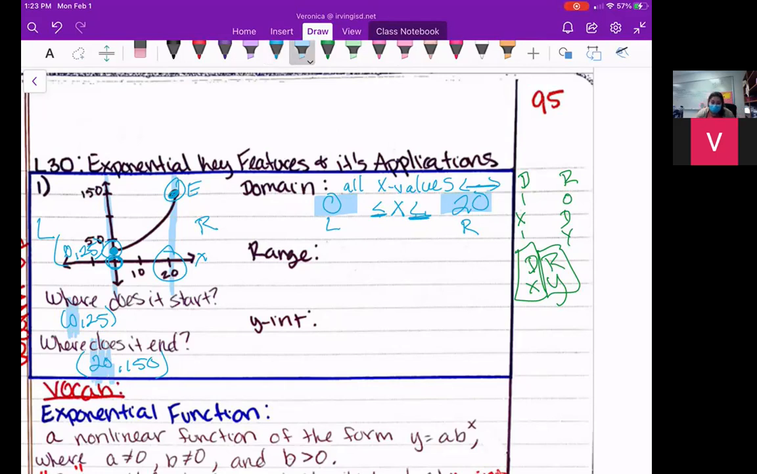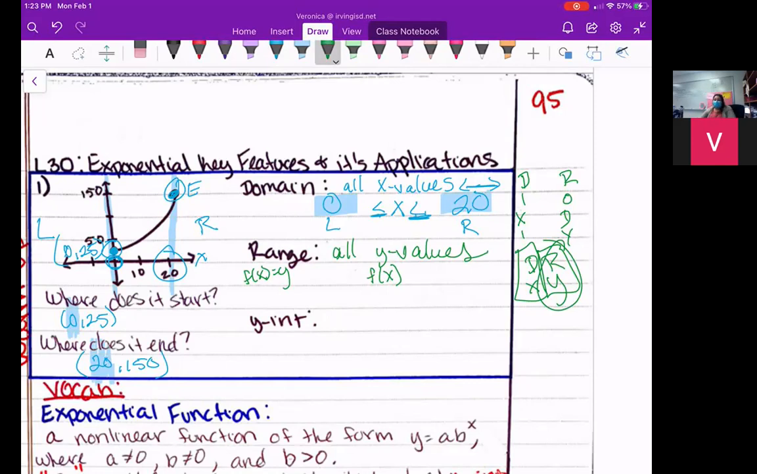Now, for your range is RY, which means all Y values. Now, I need y'all to get used to understanding that f of x is the same as y, right? So f of x equals y. So sometimes in your multiple choice, instead of a y, you're going to see f of x. You need to know that that just means y.